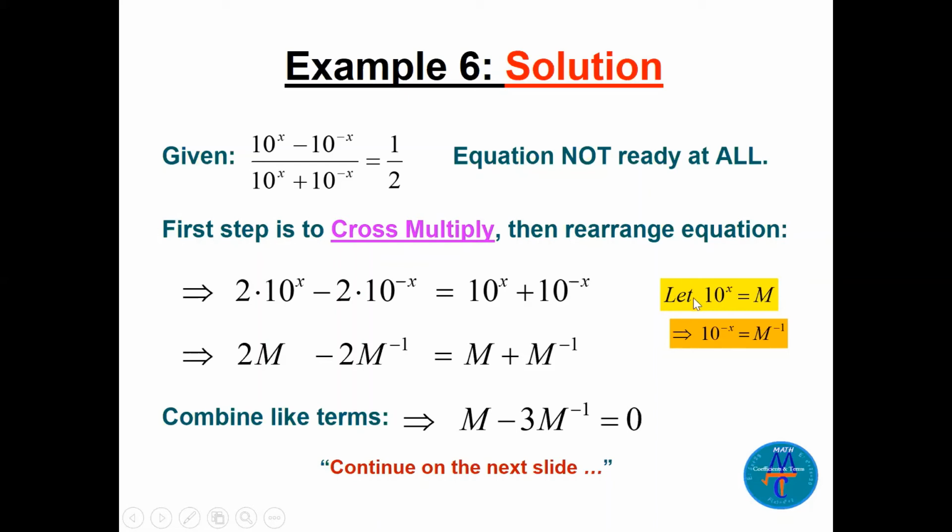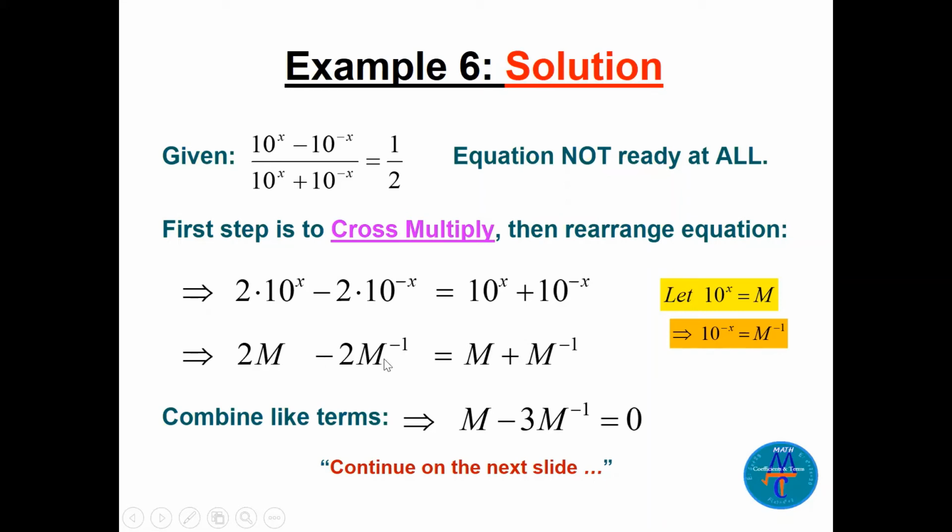Just to make it easy, I will let 10 to the power x be equal to m. See this one here, I will call it capital M, all of it. This is capital M, so it becomes 2m. See, 2m is easier to deal with. Now, how about 10 to the power minus x? It will be m to the power minus 1. You raise this one to power minus 1, you raise this one to power minus 1. So look at the equation now.